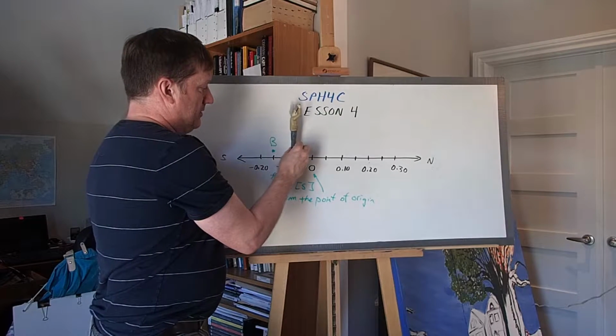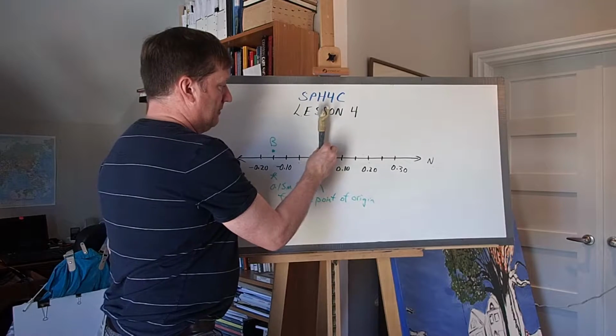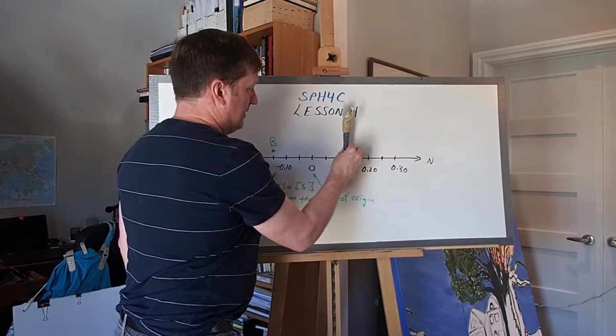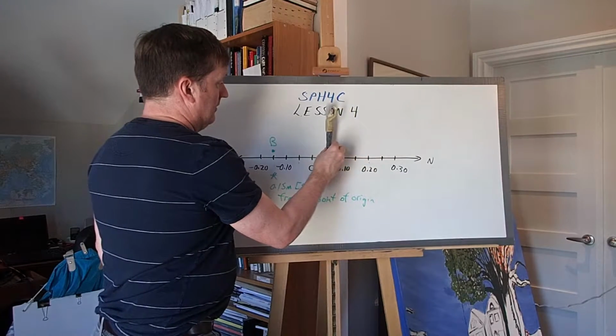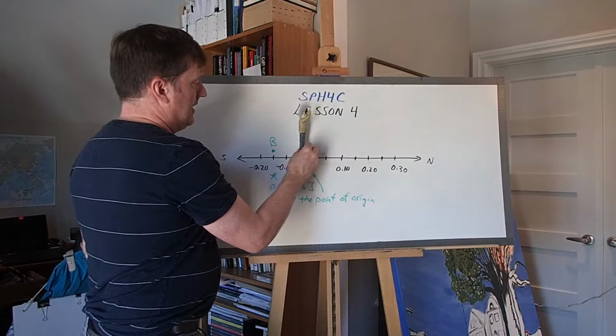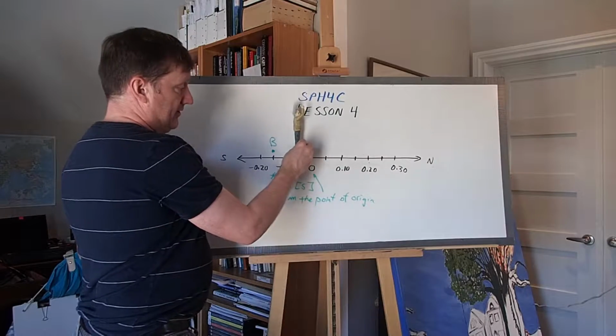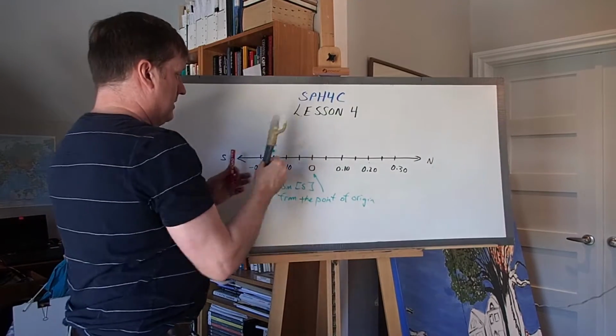1 Mississippi, 2 Mississippi, 3 Mississippi, and so on up to 10 Mississippi. He finishes here in 10 Mississippi.